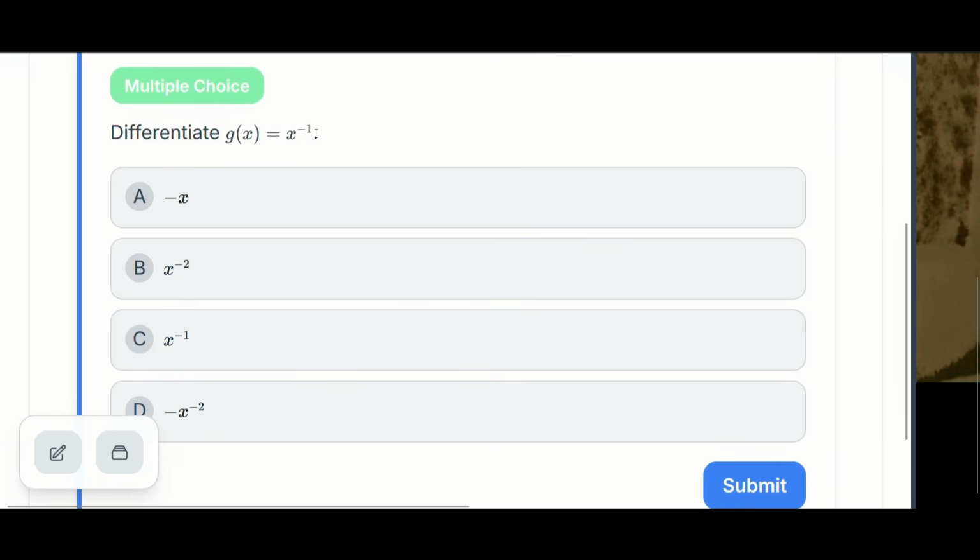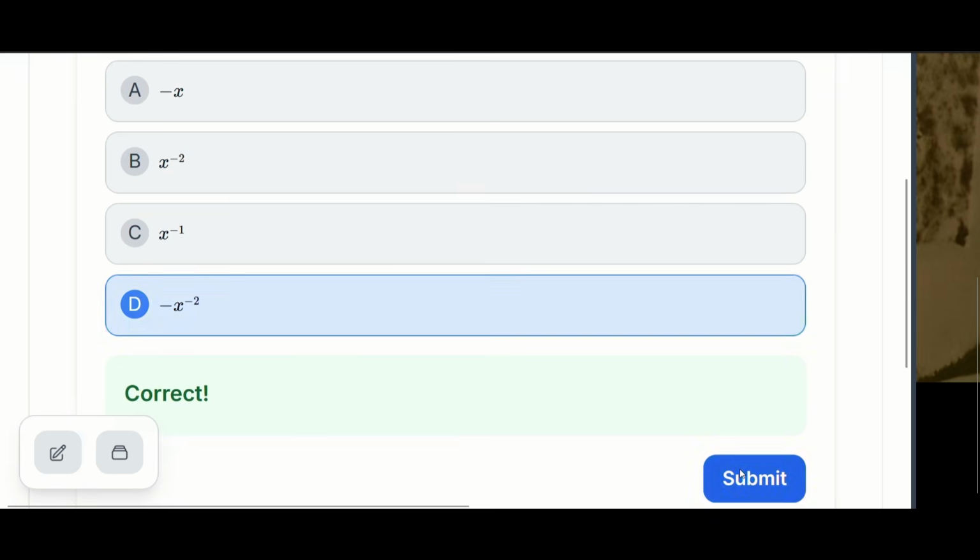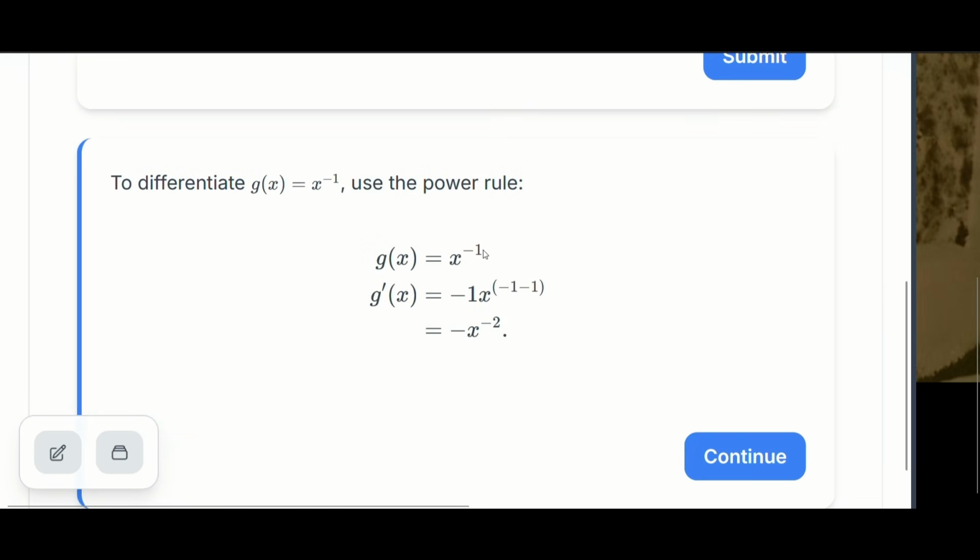When I differentiate that, it's going to be minus 1 x, and then I'm going to take 1 from the power. So it's going to be minus 1 x, and then to the power minus 2. So just have a look at this one. I've brought the minus 1 down to the front, and when I take 1 from the power, minus 1 is minus 2.